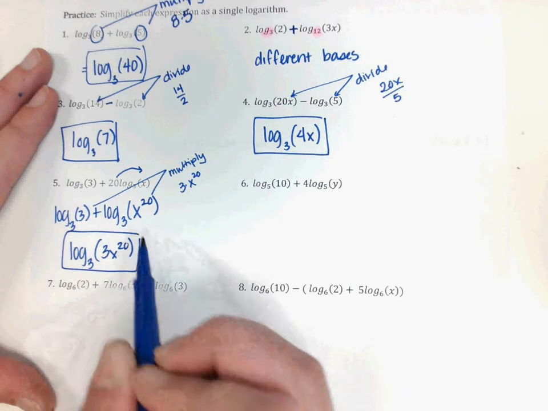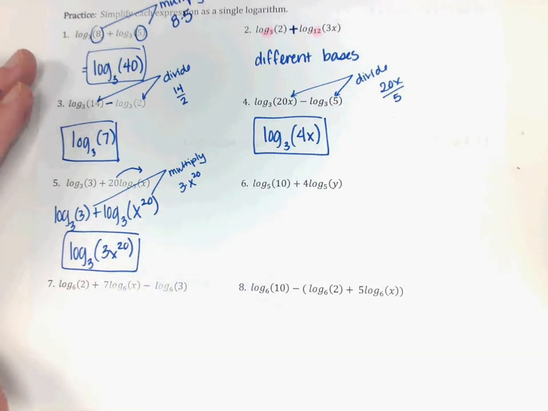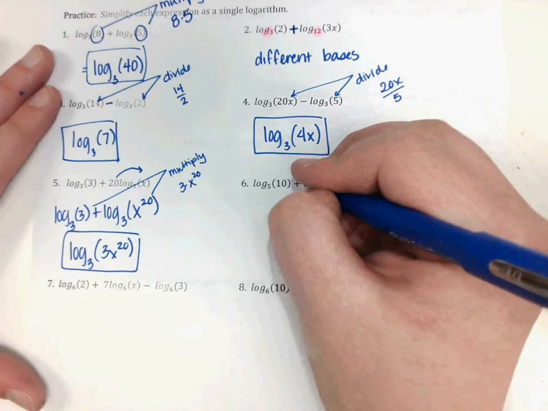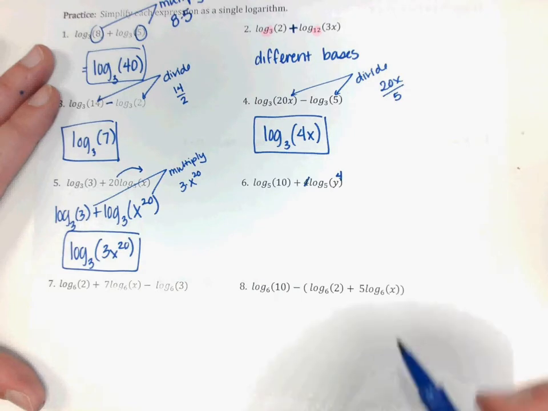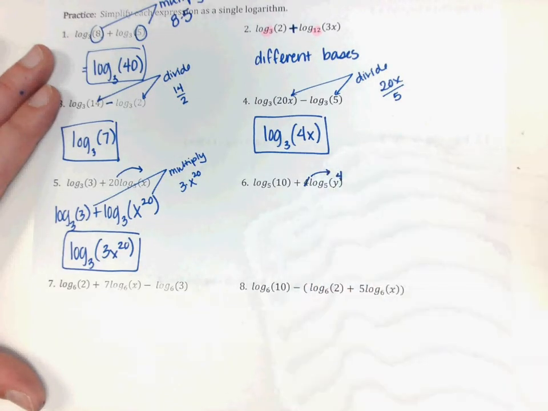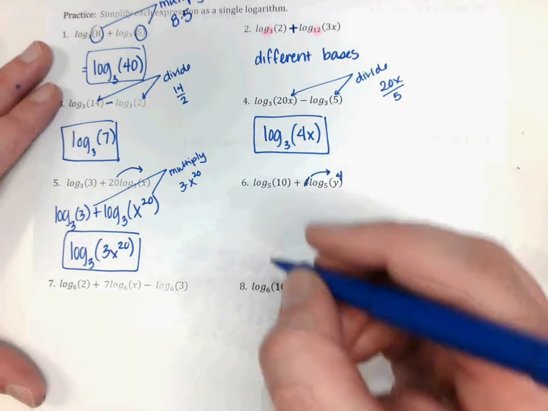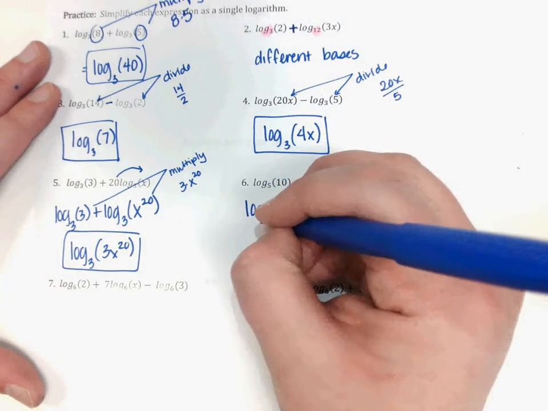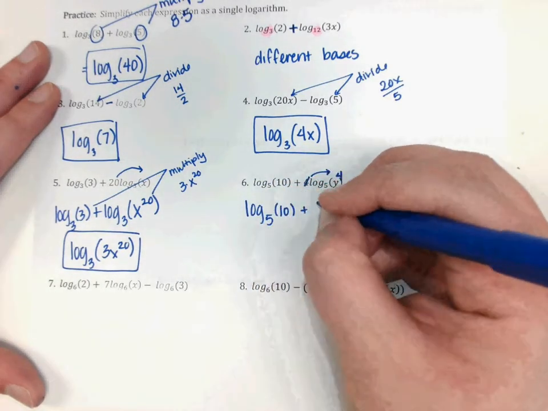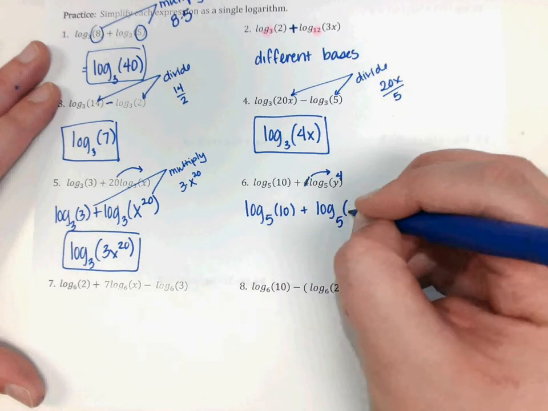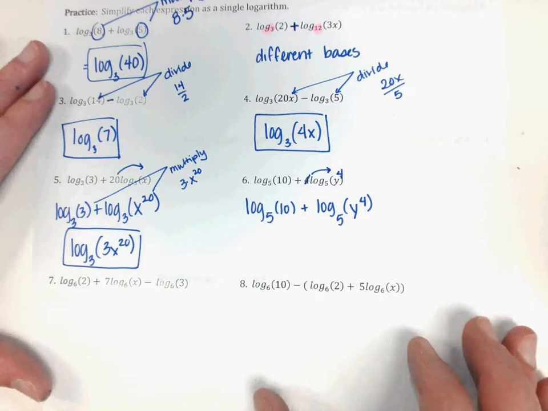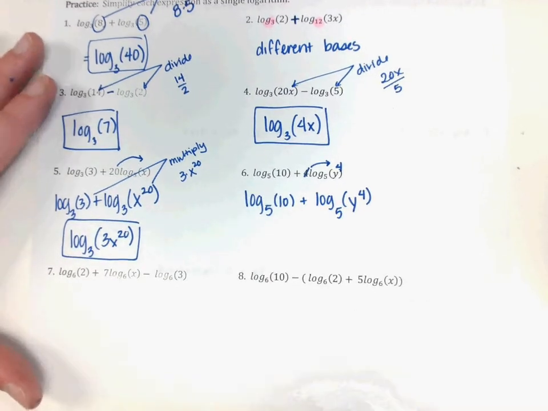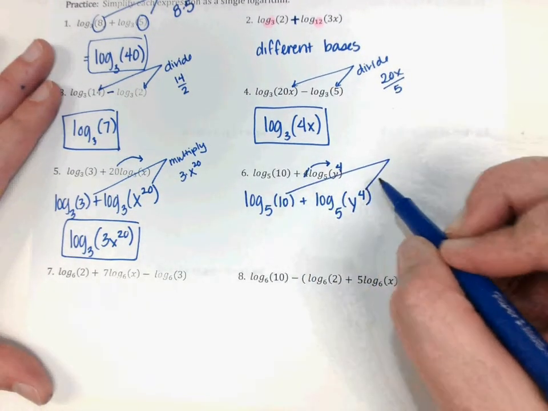Okay, next one, number 6. What number do I have to move right off the bat that's in the wrong spot? 4. When I cross out the 4, I'm going to apply it as an exponent on the y. So you can put a little arrow to remind yourself those numbers in the front jump up. So I have log little 5 of 10 plus log little 5 of y to the 4. And then from there, I notice it's a plus in the middle that tells me to multiply or divide. I need to multiply these two.